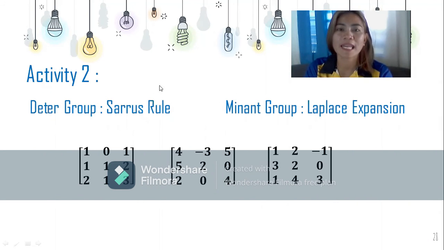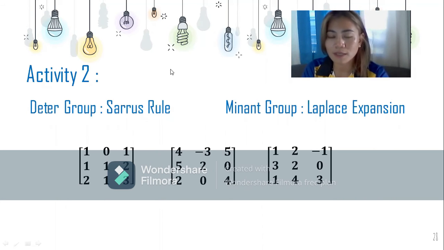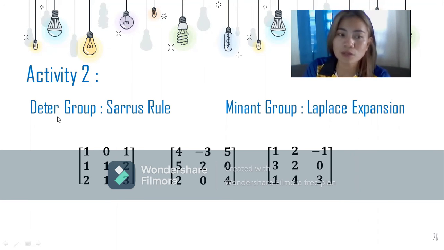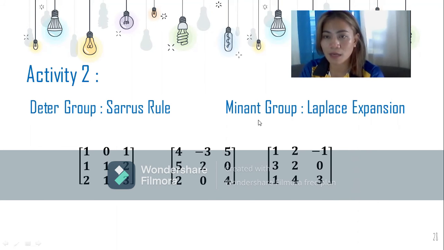Okay, very good. Now, picture your work. And then, if you could still remember, what number are you, di ba? The number you're assigned to. Di ba sa Sarrus rule, may number 1. Sa Minant group, may number 1 din. The number 1 in the Ditter group will be paired to the number 1 in the Minant group.